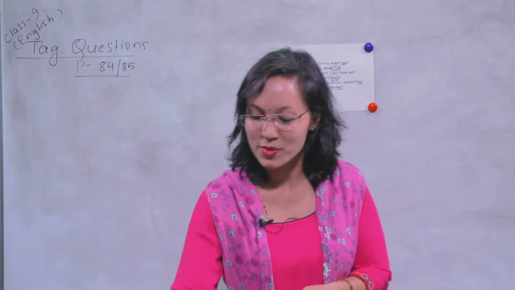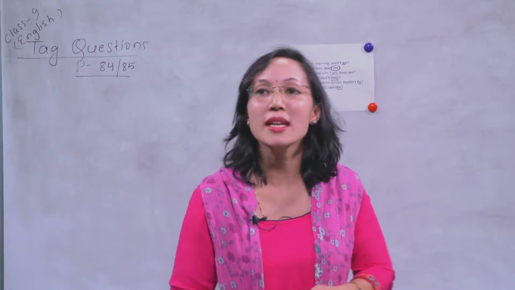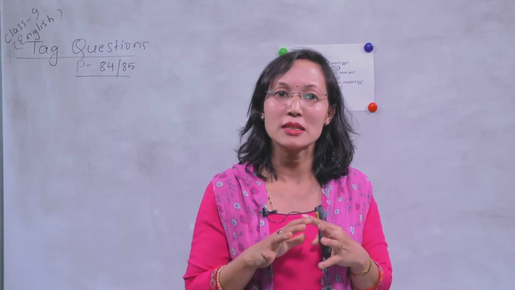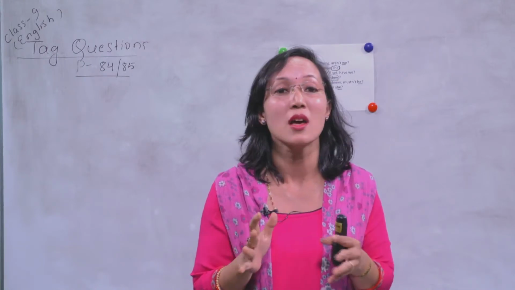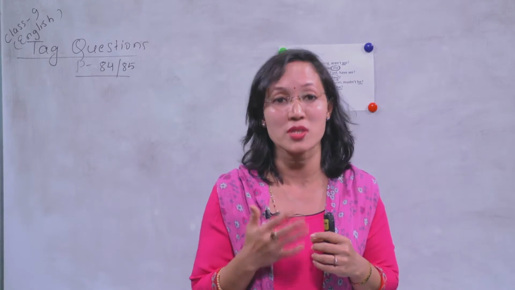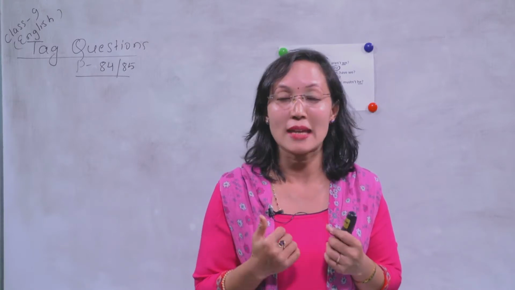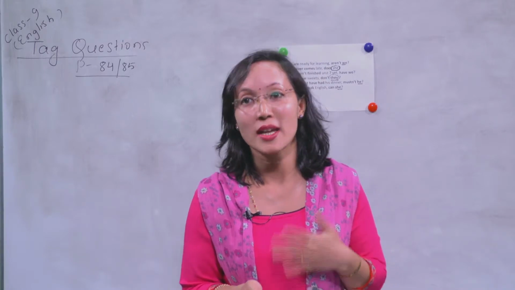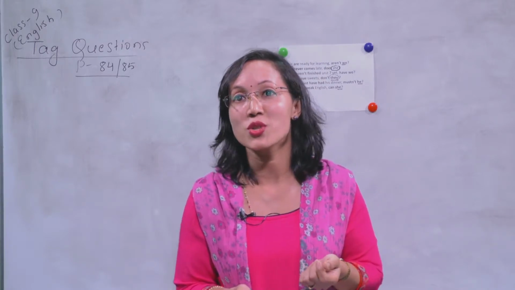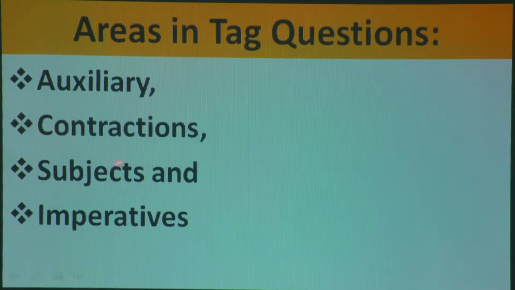Okay students, what comes next? Let's see. Areas in tag questions. Now what is the range of tag questions, or what are the corners of the tag question that we must know about, so that we can make correct use of tag questions? There are four areas I have mentioned. The first one is auxiliary, the second one contractions, the third one subjects, and the fourth one is imperatives. Are you ready?